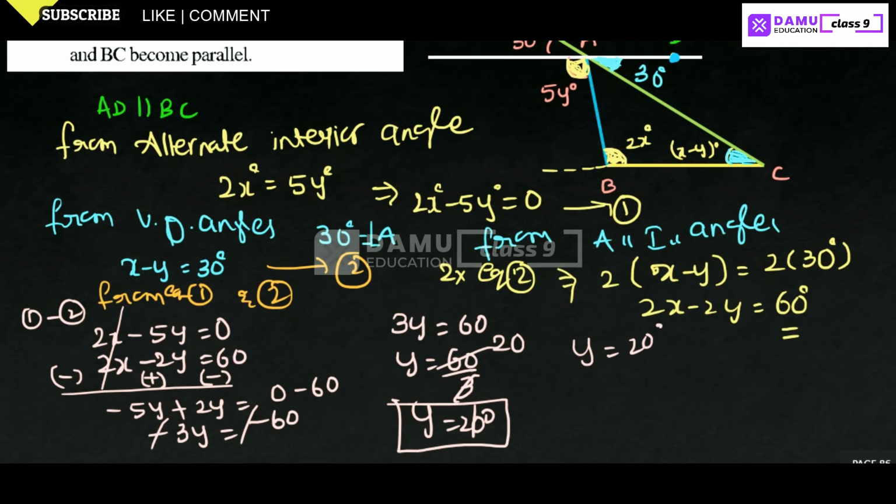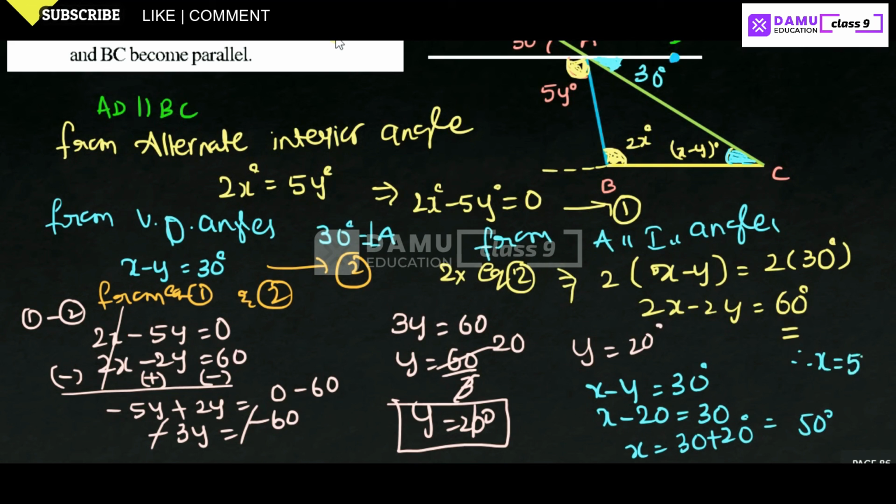Then x minus y equals 30 degrees. With y equal to 20, x will be equal to 30 plus 20 degrees, that will be equal to 50 degrees. Let's take x equal to 50 degrees. Like this we need to solve.